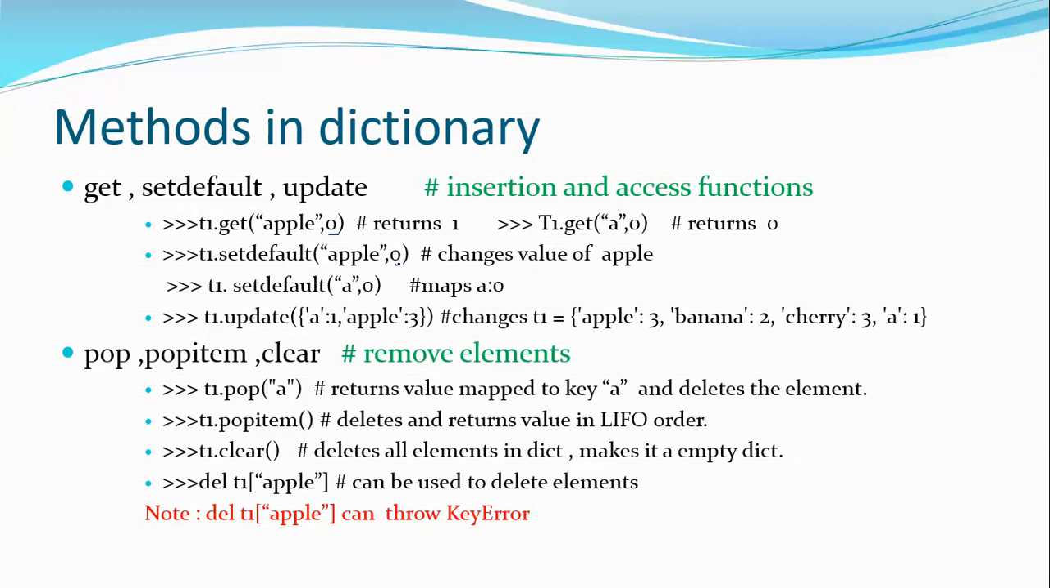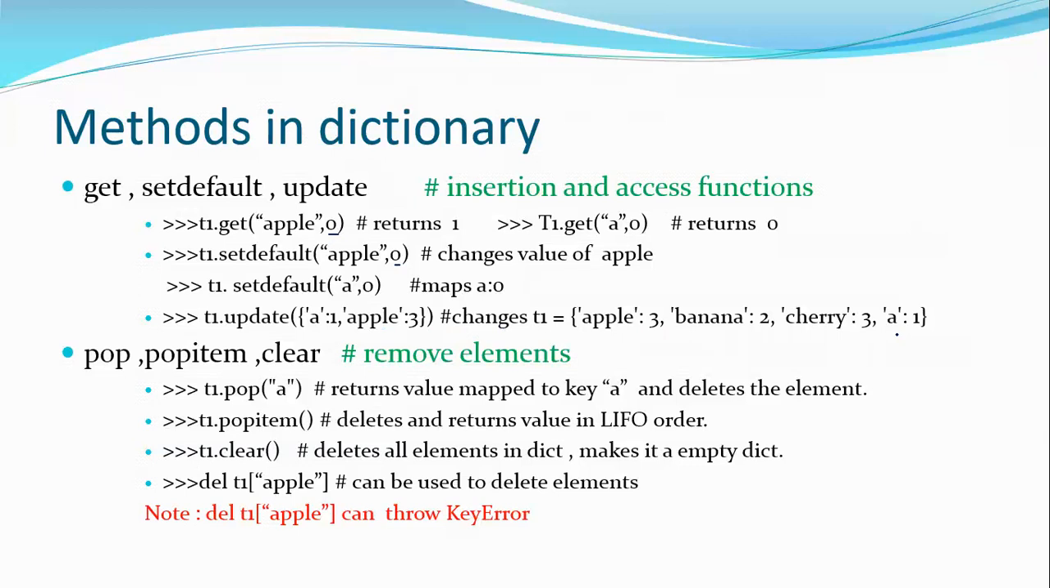Now going into the next item, that is t1.update. What will t1.update do? t1.update a colon 1 comma apple colon 3. This particular update will change the values of the keys a and apple. If the keys already exist, their values will be changed. Apple already exists, whose value was previously 1. Now it has been changed to 3. A is actually not present. Now it has been updated with 1. That is, a new key will be formed and updated with the value 1. So, updating the items in the dictionary with respect to the values. So get, setdefault and update are the insertion or access functions or methods available in the dictionary data structure.